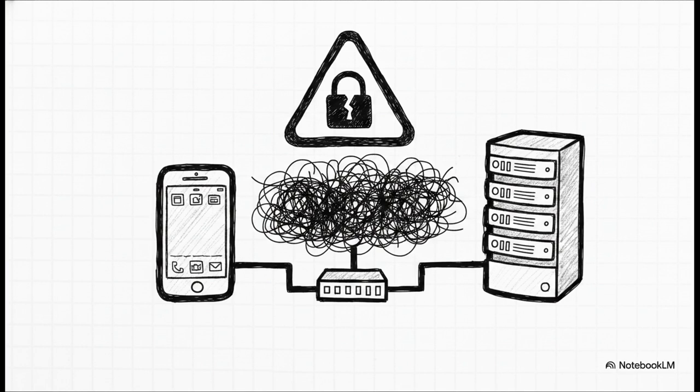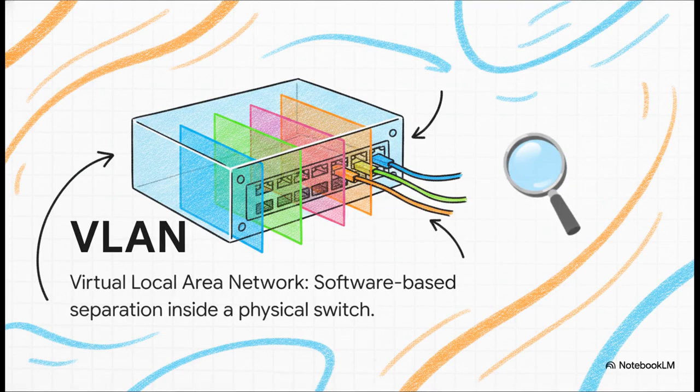We desperately need isolation. So the crucial point here is, we need a way to build those walls, right? But we want to do it without having to go out and buy separate, super expensive physical switches for every single group of users. Enter our elegant solution, the VLAN, or Virtual Local Area Network.